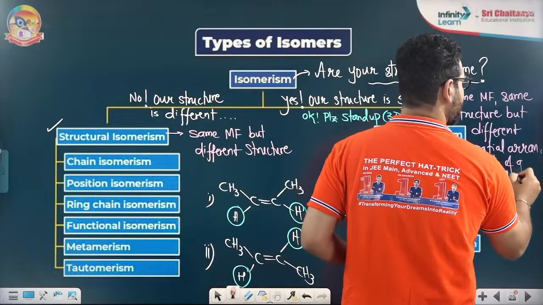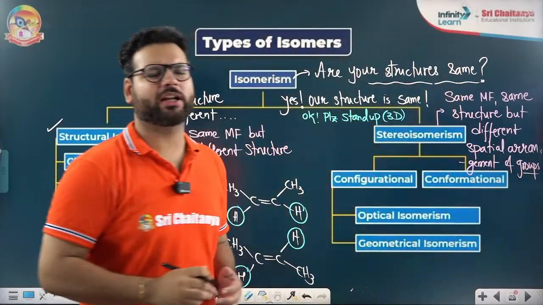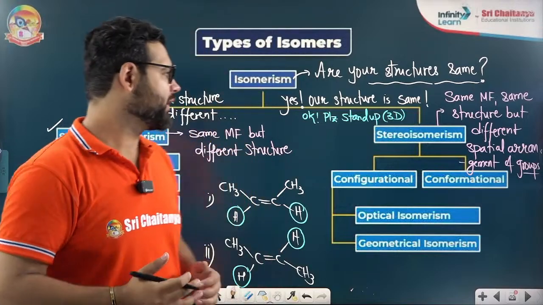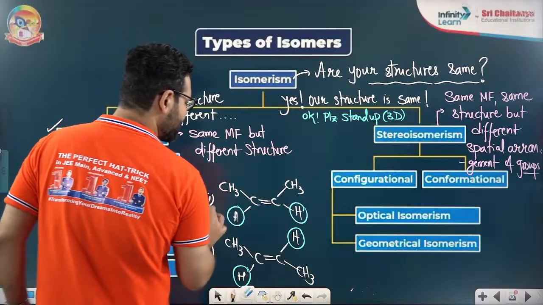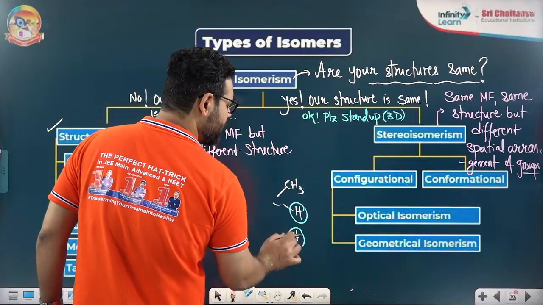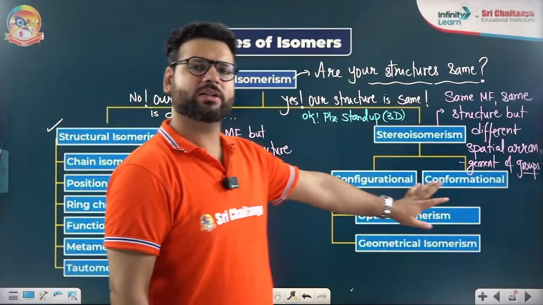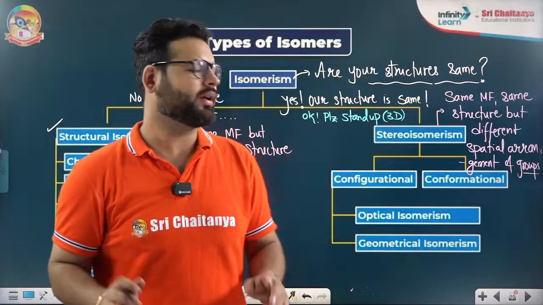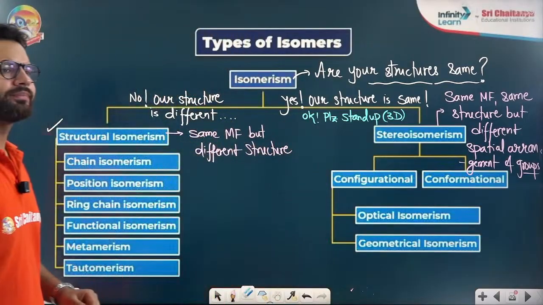Of groups. That is what we call stereoisomers or space isomers. So today our concern is only to talk about the structural isomers. Stereoisomers is a little long topic. We'll be talking mostly about the important part of the stereoisomers, not the whole thing. So today our aim is to talk about structural isomerism.